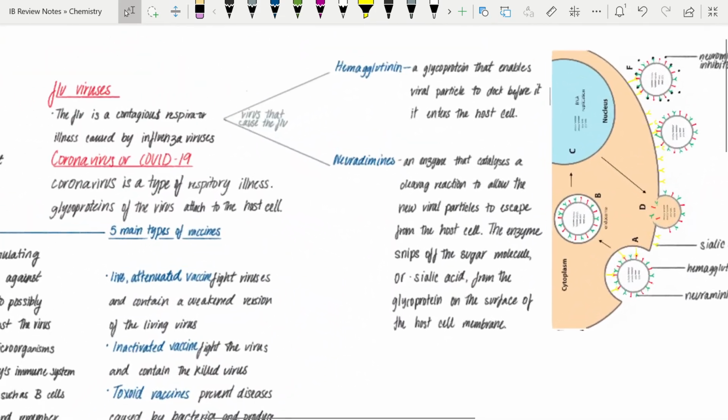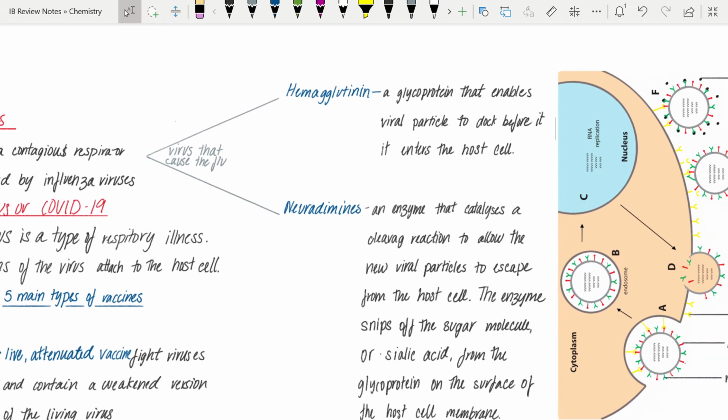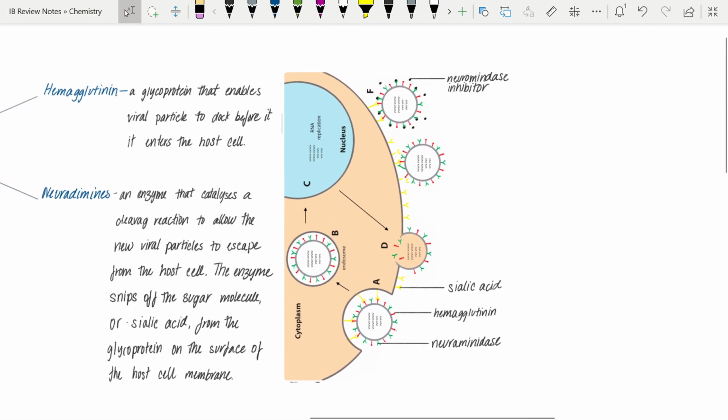So let's look at the types of flu viruses. You have hemagglutinin, a glycoprotein that enables a viral particle to dock before it enters a host cell. So basically it tries to block the virus before it comes in contact with the host cell. Or neuraminidase, which is an enzyme that catalyzes a cleavage reaction to allow new viral particles to escape from the host cell. The enzyme snips off the sugar molecule, or sialic acid, from the glycoprotein on the surface of the host cell membrane. If you may not understand this, take a look at this diagram.